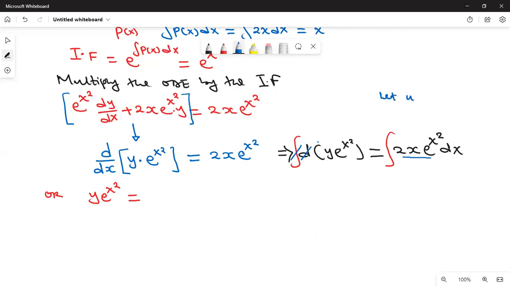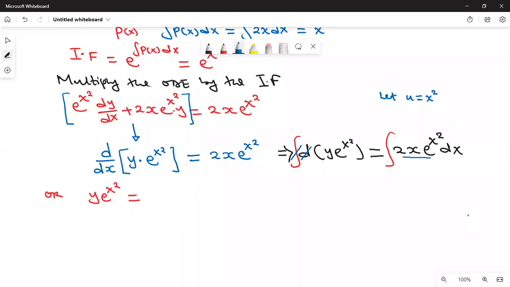So you let u be equal to x squared. So that is our u. Now we need to find du/dx. From here, du/dx is equal to 2x. This simply means that du is equal to 2x dx. So where we have 2x times dx, that is du. And where we have x squared, that is u.